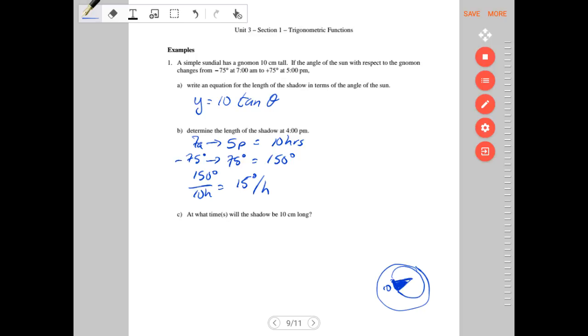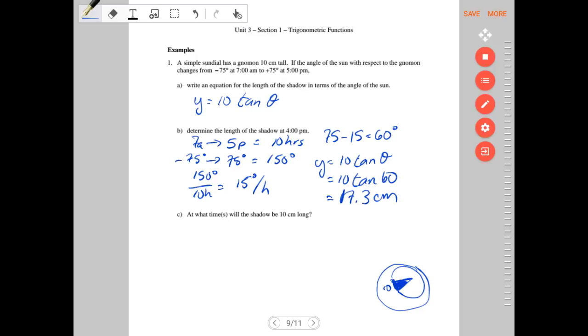So 4 o'clock p.m. is 1 hour less than 5 p.m. So then 75 degrees take away 15 degrees would put us at 60 degrees, sorry. So then y equals 10 tan theta, which is 10 tan 60, which is 17.3 centimeters. Make sure your calculator is in degree mode for that one.